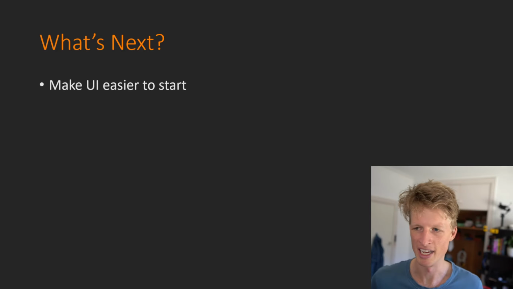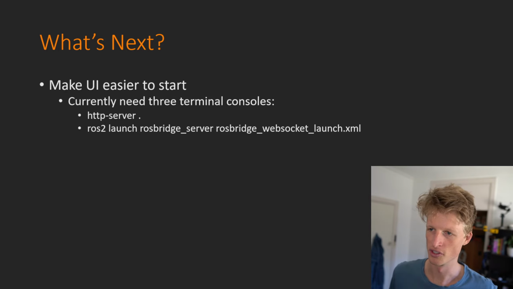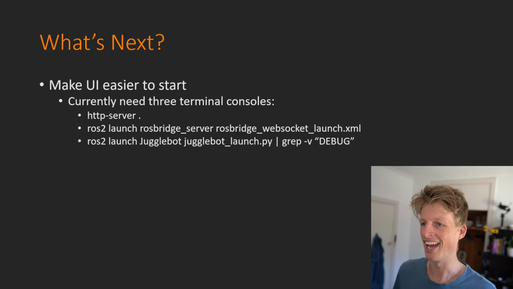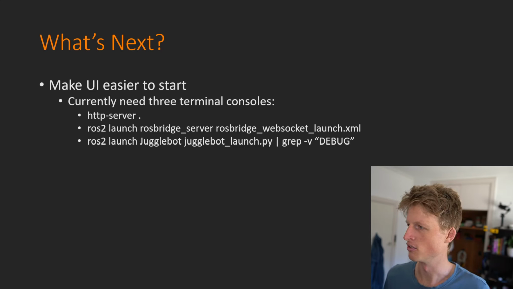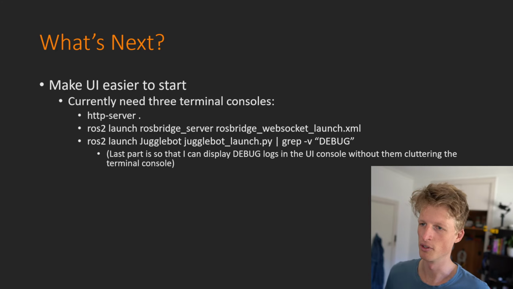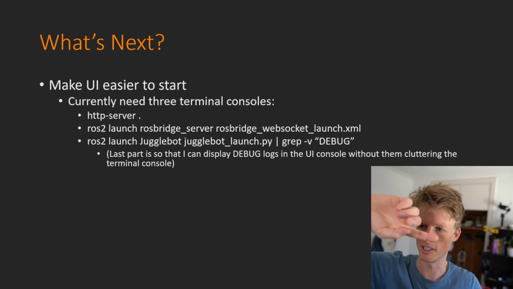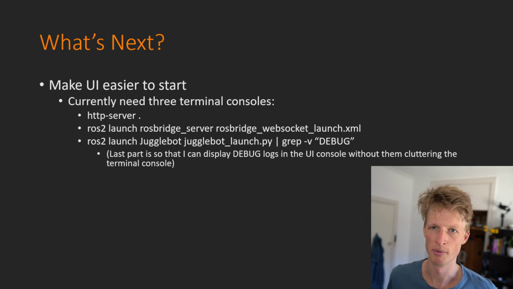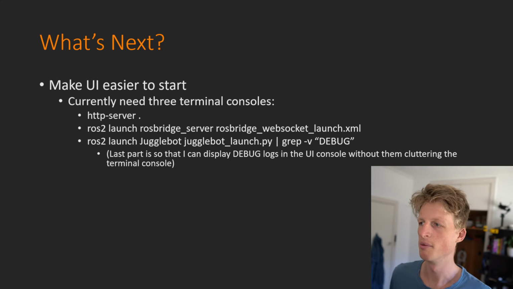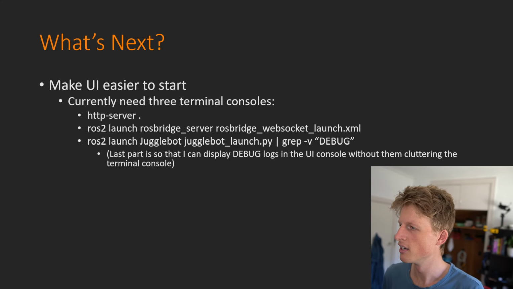because if you were paying attention to what I was doing when I first set that up, I need 3 terminal consoles to do this. I need to host my server, I need to launch the RosBridge WebSocket, and I need to launch my actual ROS code. This Jugglebot should not be capitalized. Bloody PowerPoint. And if you're curious, the last part when I'm launching my Jugglebot code is so that I can show the debug console logs in my UI, but not have them clog up my terminal that's actually running the launch code, because I still sometimes return to that terminal console just to check things.